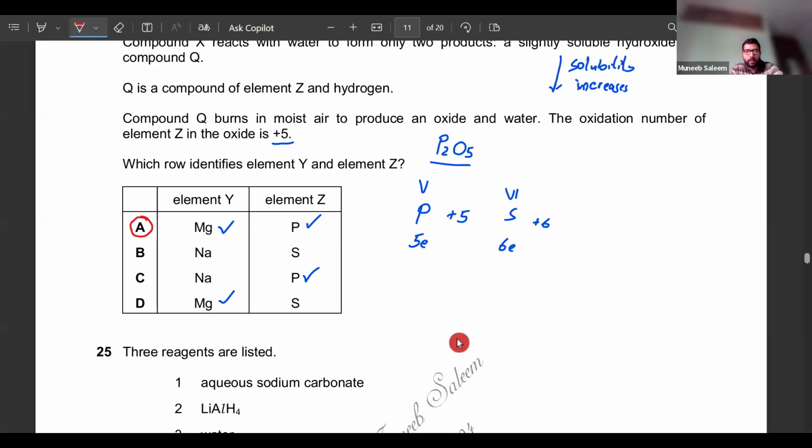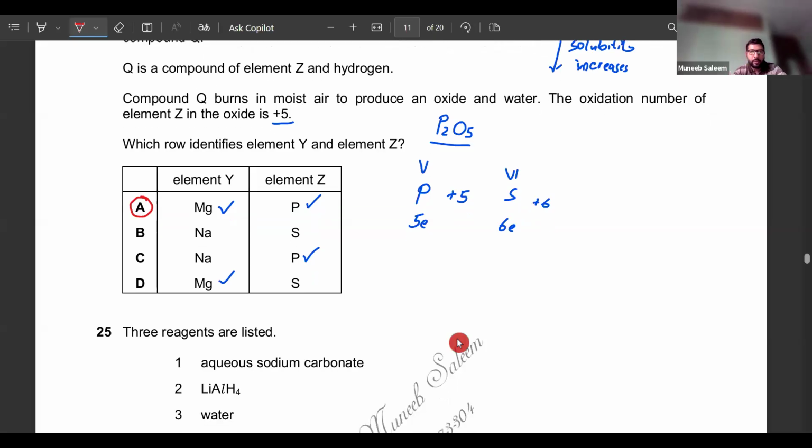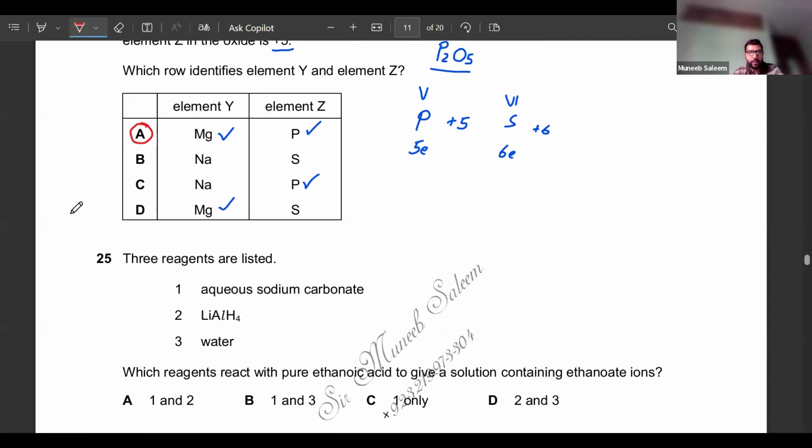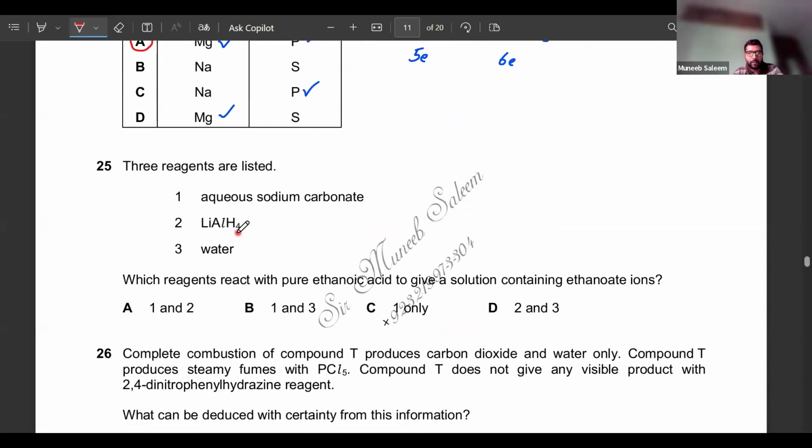Now question number 25. Three reagents are listed. We have to check which of these three, when reacted with pure ethanoic acid, will give a solution containing ethanoate ions. So the first is sodium carbonate.